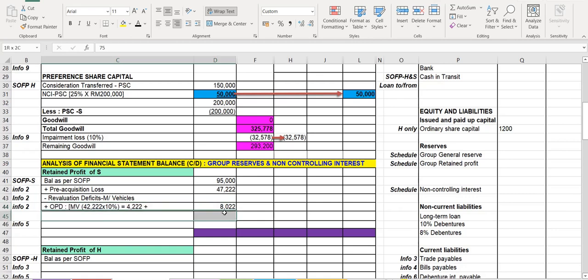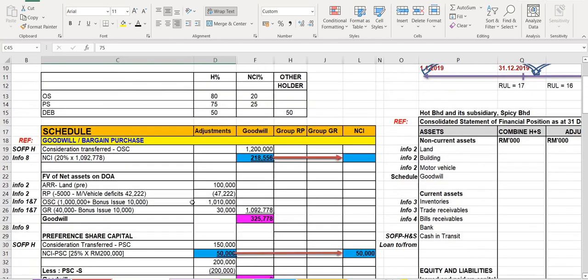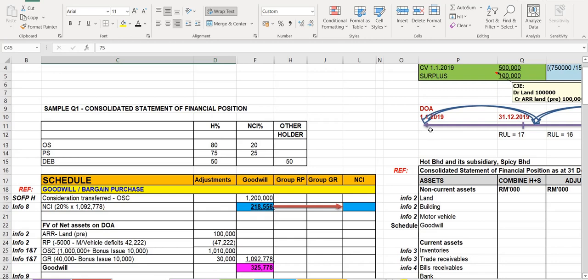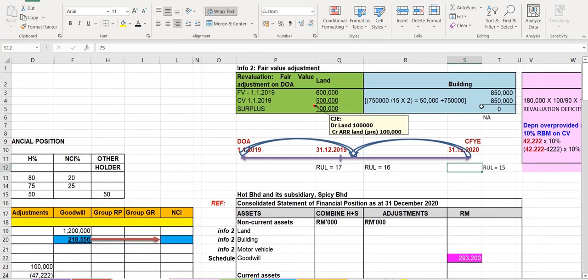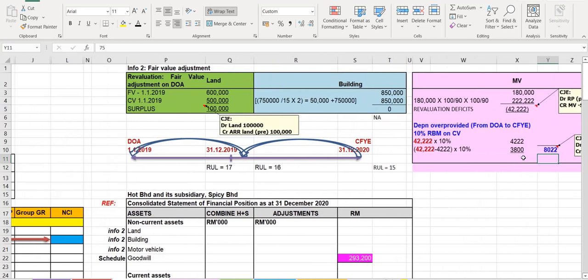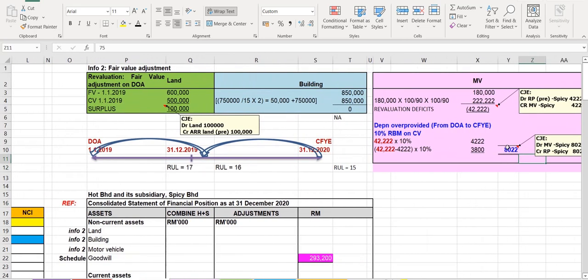And since the date of acquisition here was, if you check, on 1st of January 2019, therefore the depreciation adjustment has to be done for 2 years. So this is the depreciation adjustment that we have earlier done. The figure was already done here. It was 8022, and this is how you get it.